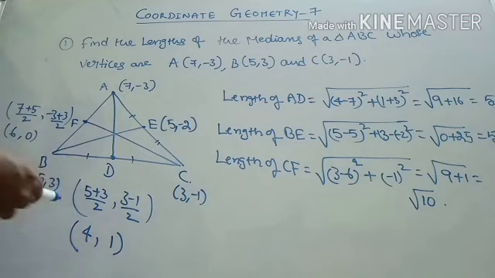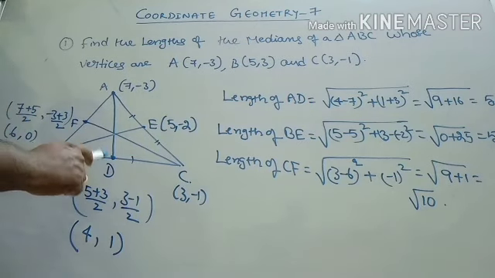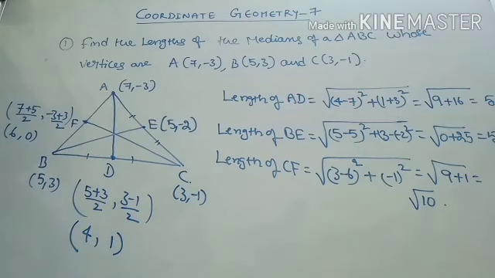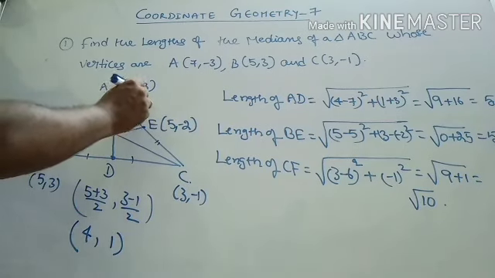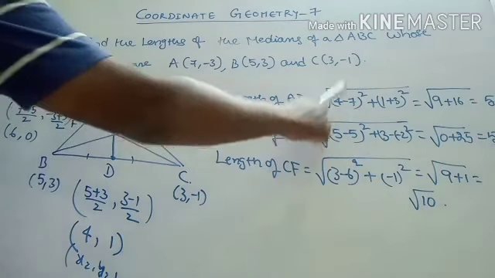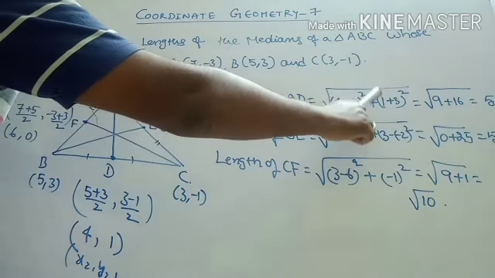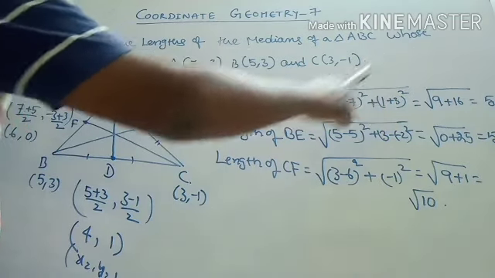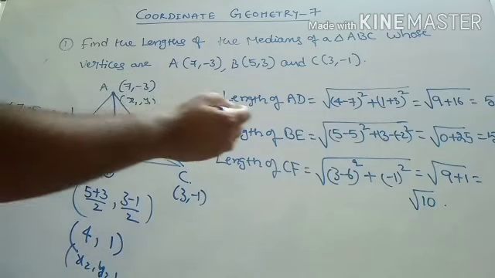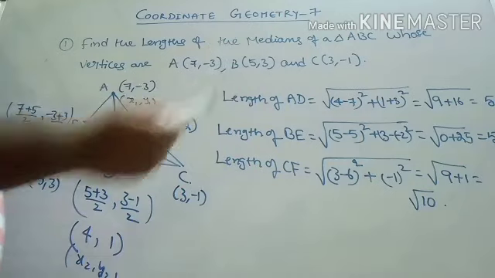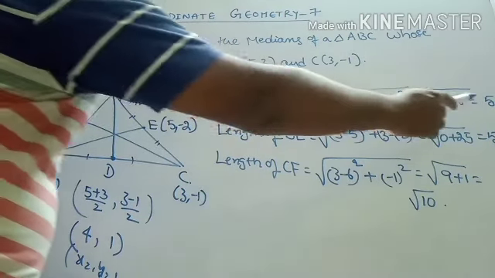Now let us find the length of median AD. Let us take one point as x1, y1 and the other as x2, y2, and apply the distance formula: square root of (x2 minus x1) whole square plus (y2 minus y1) whole square. 1 minus of minus 3 whole square, that is 1 plus 3 whole square, that is 4, and 4 minus 7 is minus 3 whole square. That is 9 plus 16. Square root of 25 is 5, we have got.